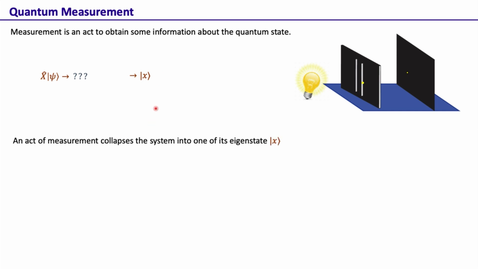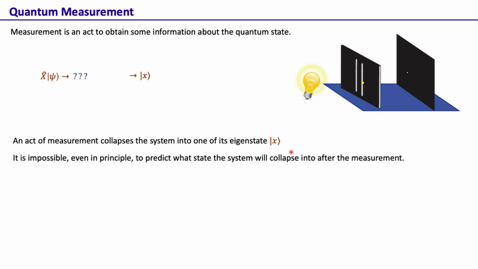So we know that an act of measurement collapses the system into one of its eigenstates. Of course, if we do make a measurement, we'll find that this photon or this particle is somewhere on the screen. But where on the screen, or which particular eigenstate x, is completely unknown, and it is actually impossible, even in principle, to predict what state the system will collapse into after the measurement. This simply cannot be predicted.